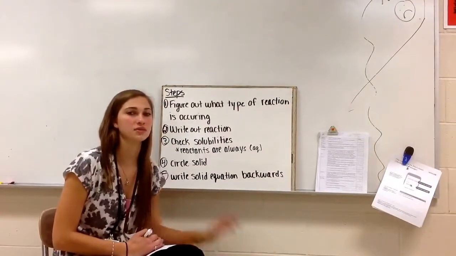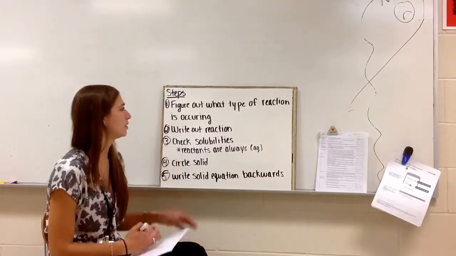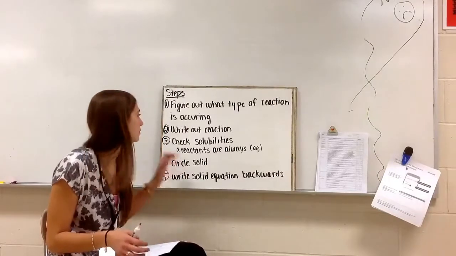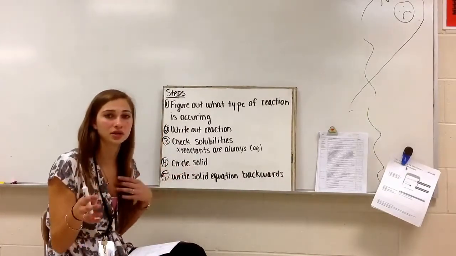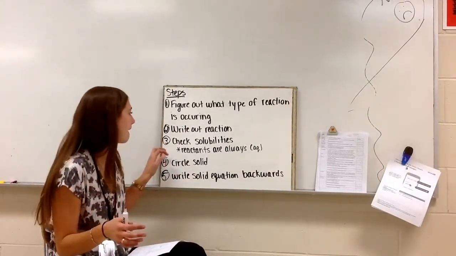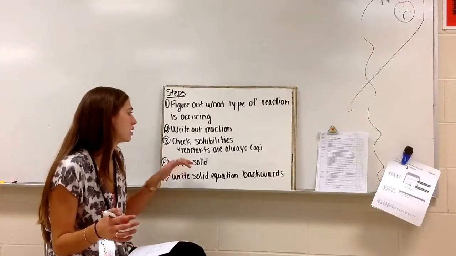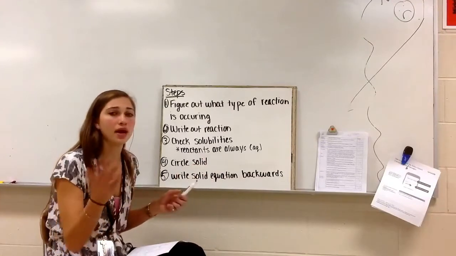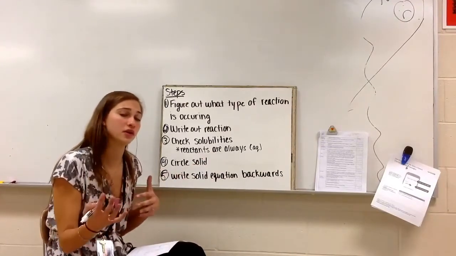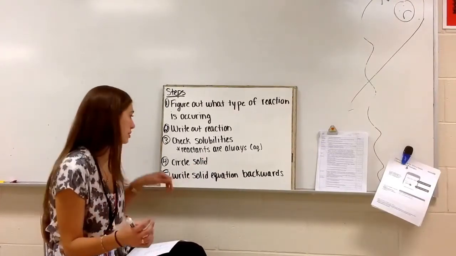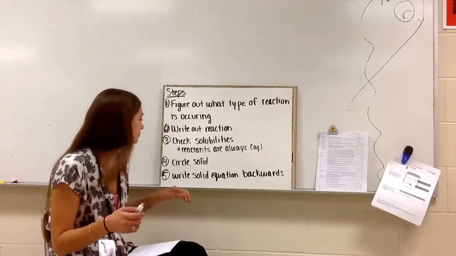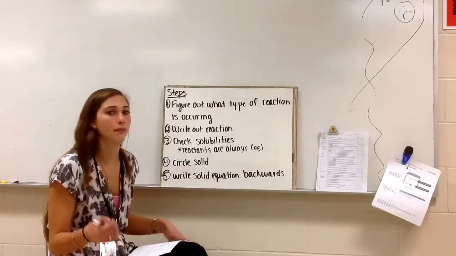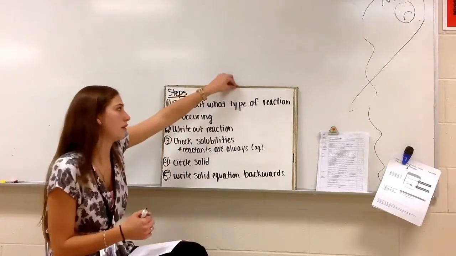Alright, so these are the steps in order to do this. First, figure out what type of reaction is occurring. Next, you want to write out the complete reaction, and make sure that it's balanced. Then check your solubilities. Your reactants are always going to be aqueous, and then your products, we can see if they're aqueous or if they're going to be a solid based on our solubility rules. You're going to circle the solid, and then you're going to write the solid equation backwards. So we'll figure out how to do that.